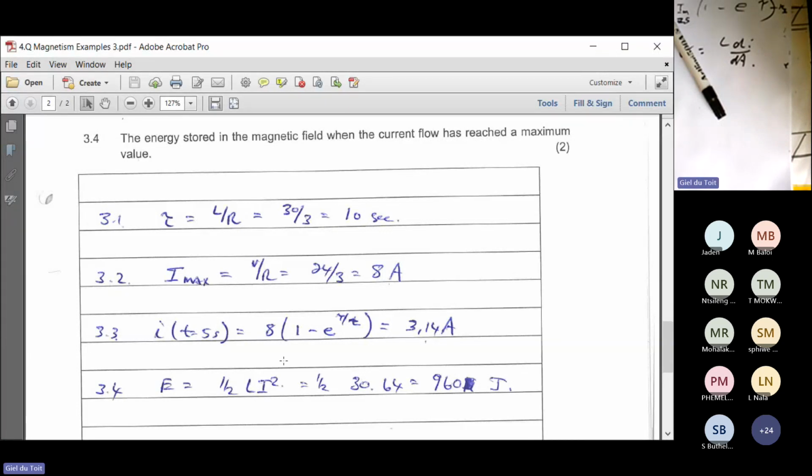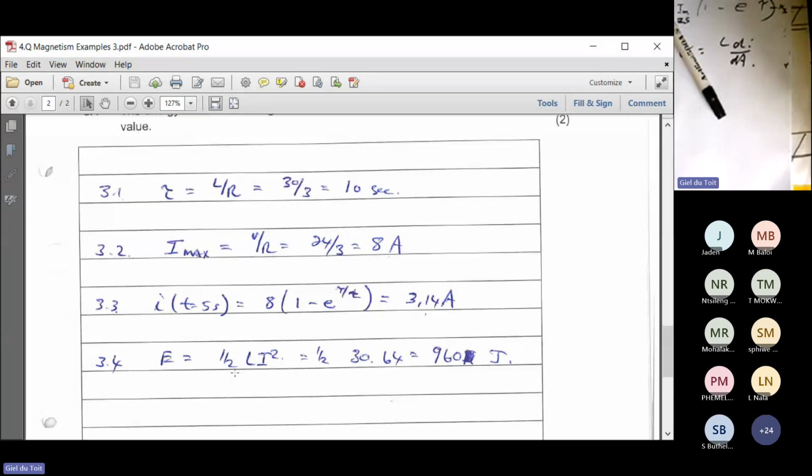And then your energy, half L i squared. Just do it as well, so you can practice the energy thing. You know the current is 3 amp. So 3 times 3 is 9. Well, 3.1 times 3 is about 10 actually, more than 9. Did you get that? Roughly 960 joules.